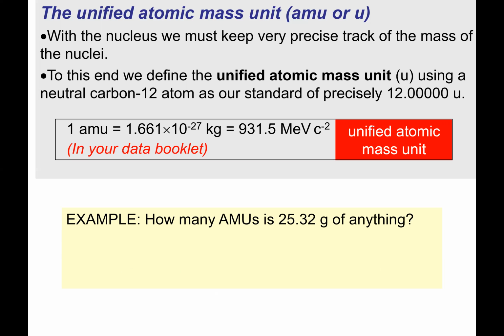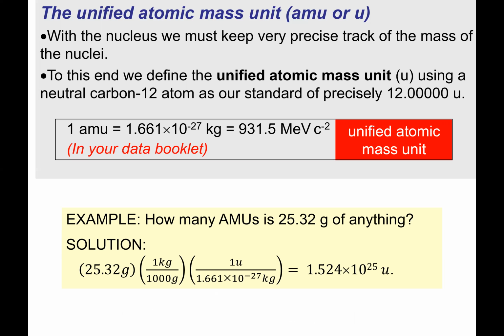Let's do a quick example. How many atomic mass units is 25.32 grams of anything? Well, it's a simple unit conversion. You set that up, and you're going from grams to kilograms, so that cancels out there. Then you go from kilograms to atomic mass units using the conversion we just talked about, and you get your result: 1.524 times 10²⁵ u.